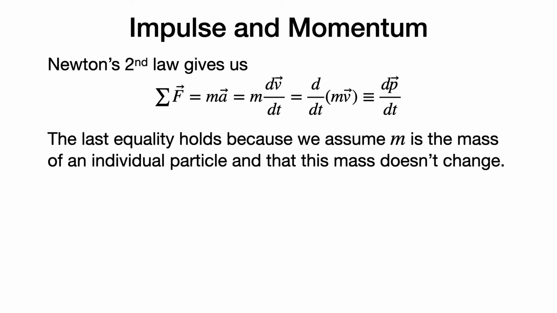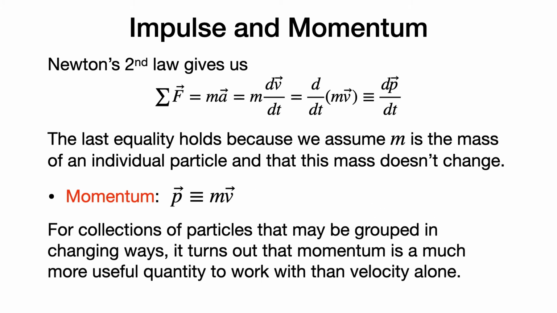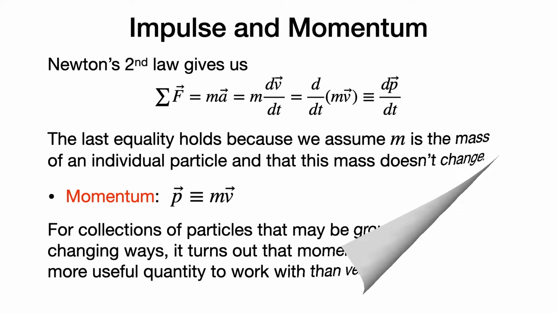Newton's second law gives us that the sum of all the forces acting on an object is equal to the mass of the object times its acceleration. And of course, we can write the acceleration in terms of the time derivative of the velocity. Since the mass of an individual particle is not going to change, we can bring this mass inside the time derivative, and we obtain the time derivative of something called the momentum. That is, the mass times the velocity. For collections of particles that may be grouped in changing ways, it turns out that momentum is a much more useful quantity to work with than velocity alone.